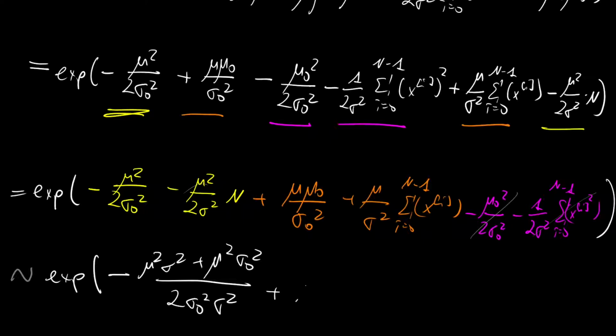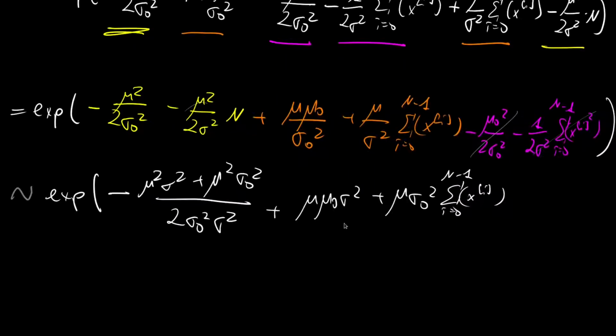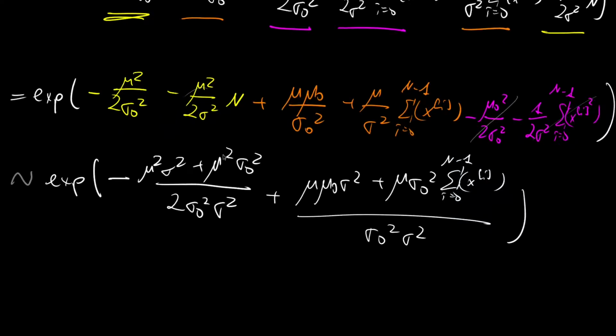And then we would be getting mu 0 sigma squared plus mu sigma 0 squared times the summation from i equals 0 to capital N minus 1 over xi. And we divide this by sigma 0 squared sigma squared, closing brackets for the exponential. And we have to add an n here because this was missing in our multiplication.